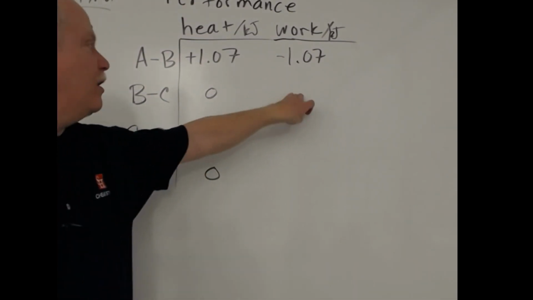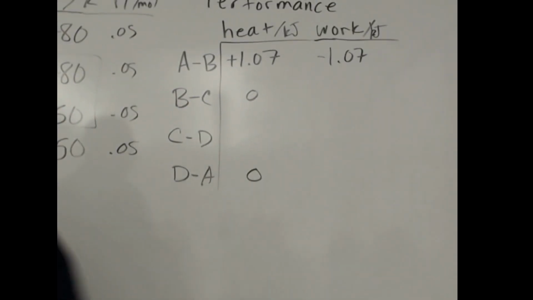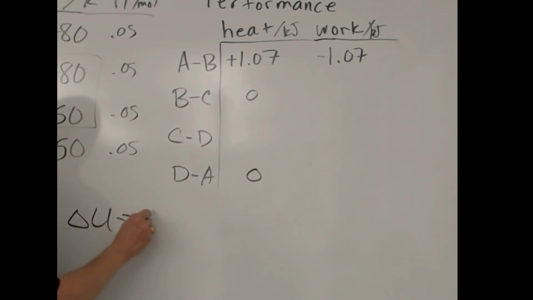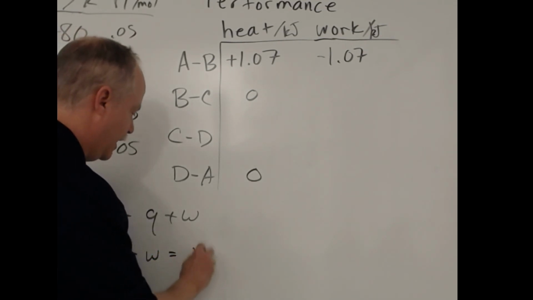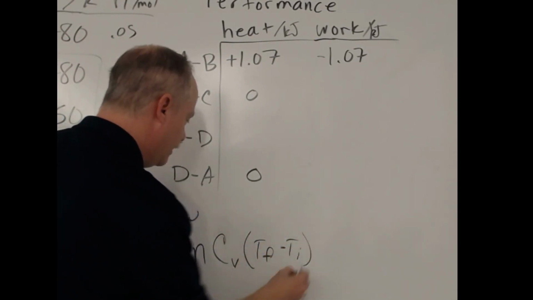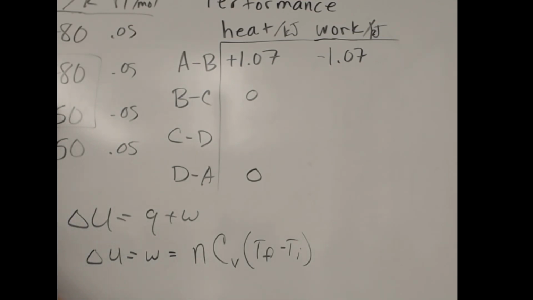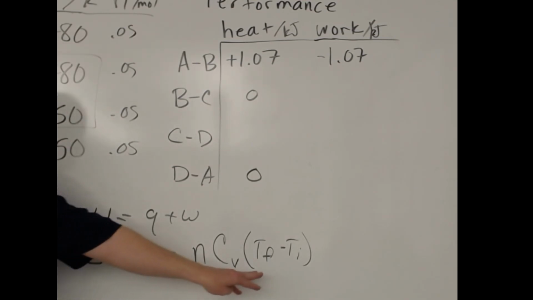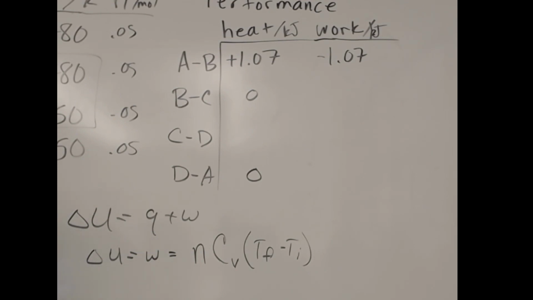And so how do we calculate the work? Well, we use the first law of thermodynamics. We have delta U is equal to Q plus W, and Q is 0. So delta U is equal to work in the adiabatic expansion, and so delta U is also equal to n C_V (T_F minus T_I). So we've got a change in temperature, n times the C_V times the change in temperature. So let's calculate that.